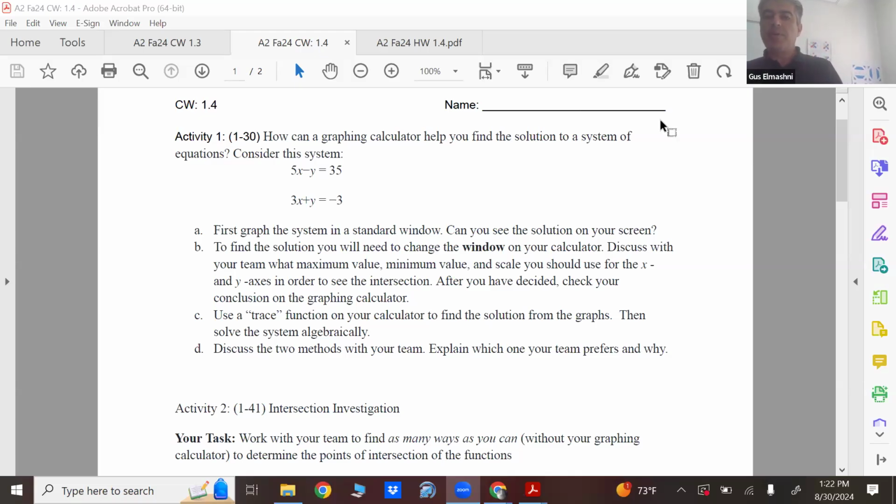Okay, so here's what we're going to do. Activity 1 says, how can a graphing calculator help you find the solution to a system of equations? Consider the following system. Now, personally, I would solve this system algebraically, but we're going to learn how to use a calculator because there's certain skills in the calculator that I need you guys to know. Now, Desmos, super easy. Type in the way it looks, see where they touch. You're good, right?